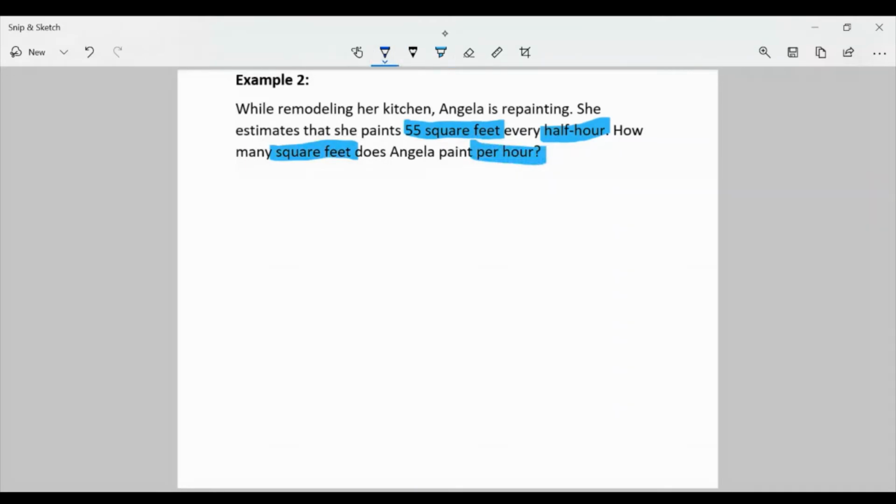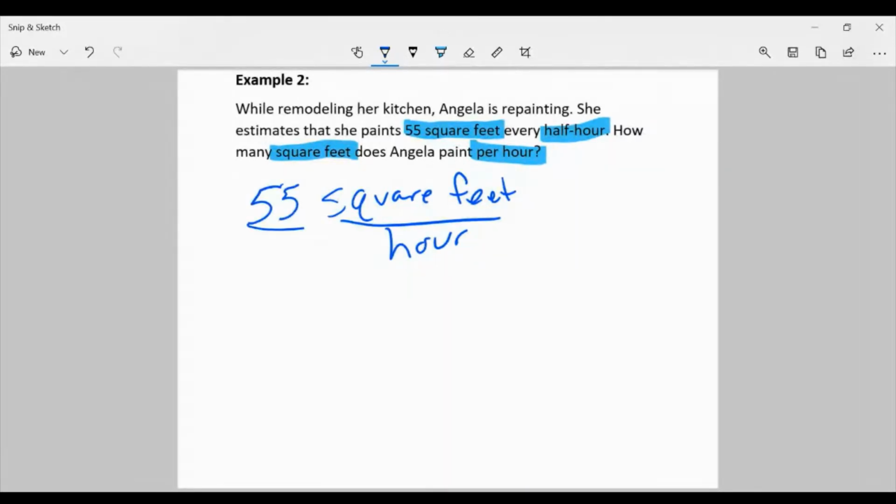So we want square feet per hour. Okay, so I'm just going to put in the numbers here. It's going to be 55 square feet for every half hour, right? 1 half hour. So that's what we're dividing here. We're going to go 55 divided by 1/2.